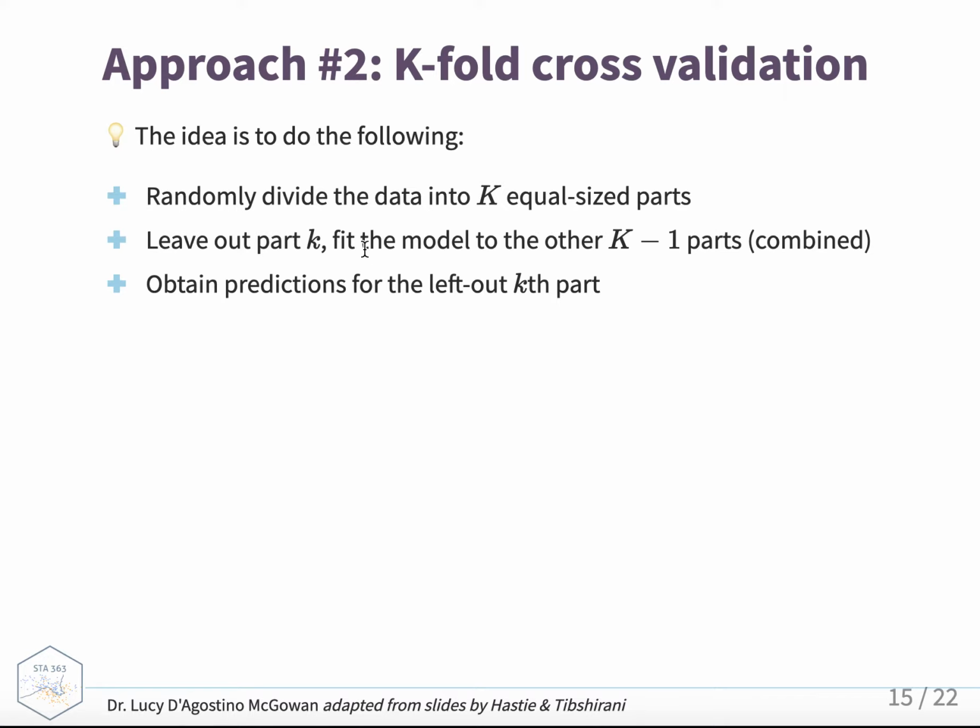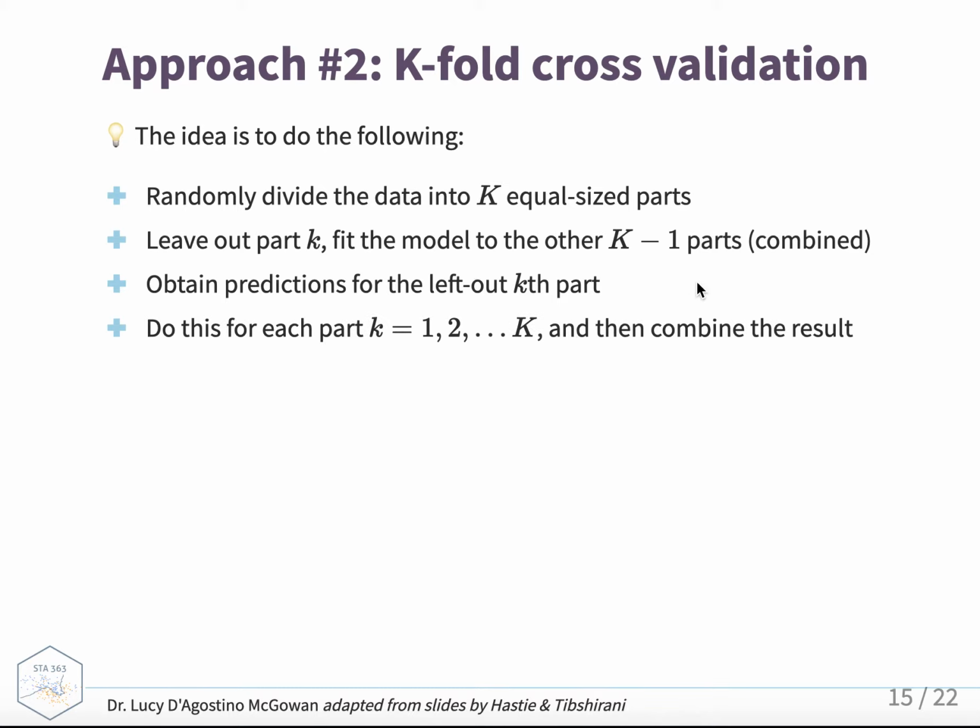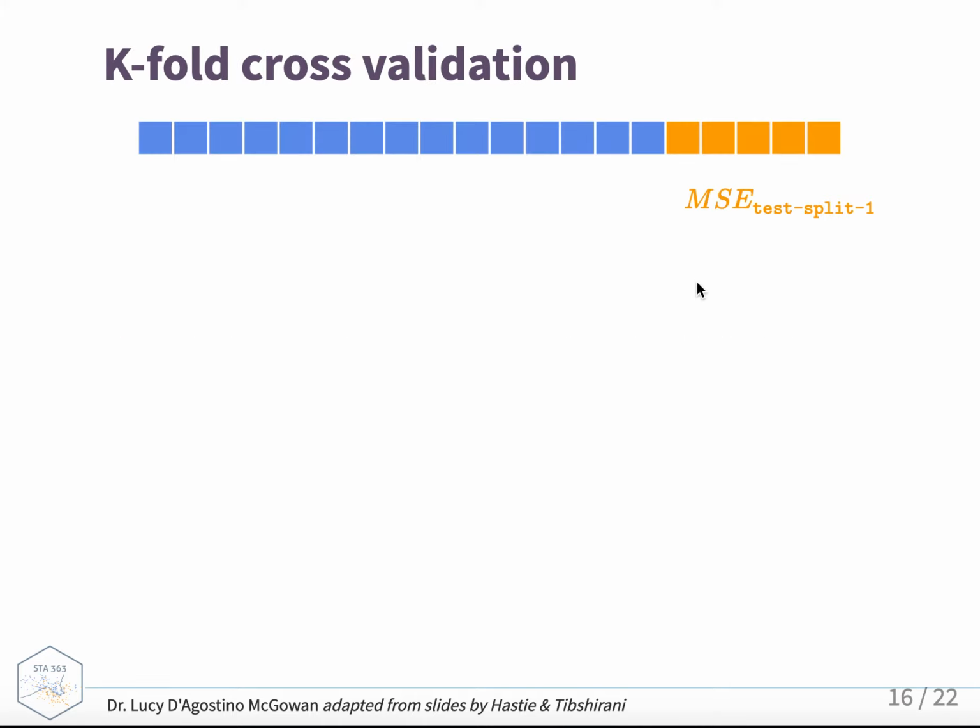And then I can obtain predictions for the left out kth part. So I fit my model. My model was trained on parts 2 through 5, but then I calculate my prediction error using part 1, that left out kth part. And I'm going to redo this for each part, 1 through k, and then I'm going to combine the results. So this is what that would look like.